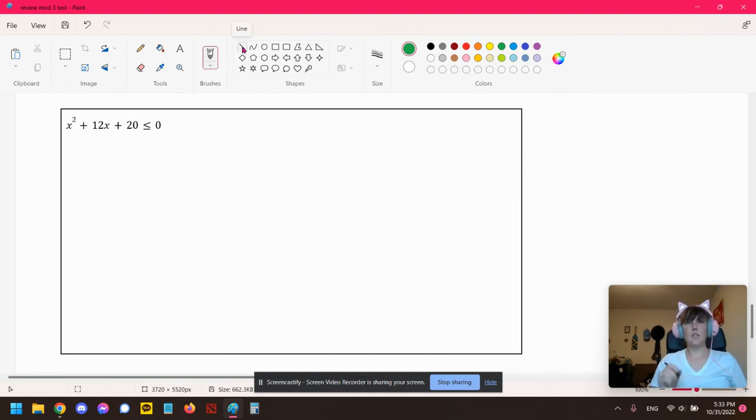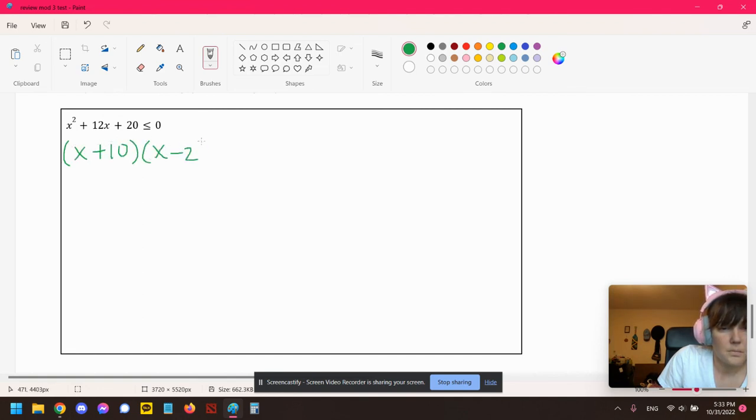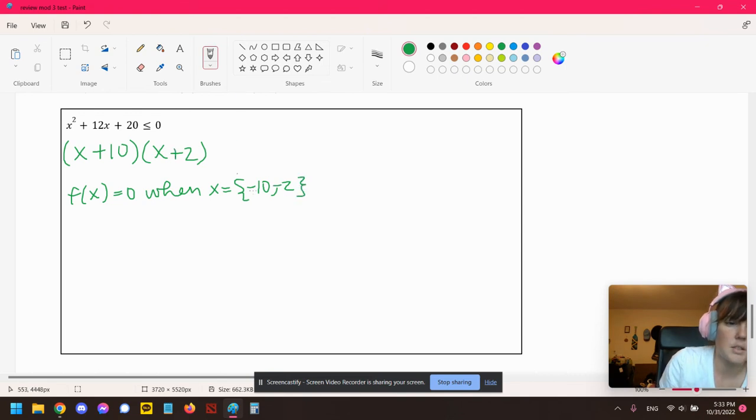Okay, this starts out as if you're graphing it, actually, right? If I'm going to graph this, I'm going to factor this. I'm going to tell you that the function equals 0 when x is negative 10 and negative 2, because this should have been a positive 2. And that means these are my x-intercepts.